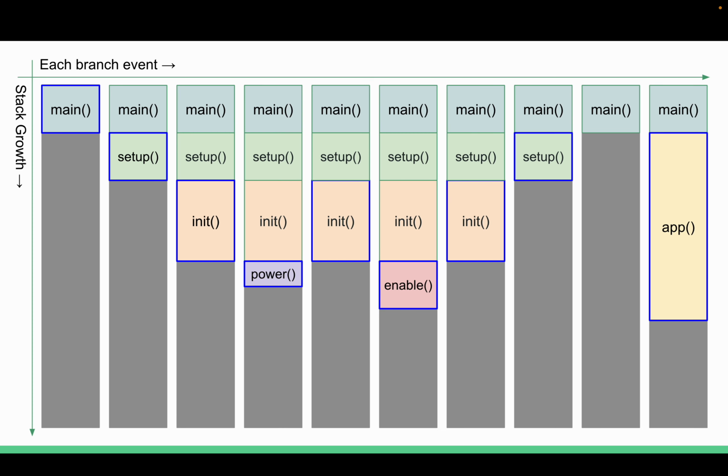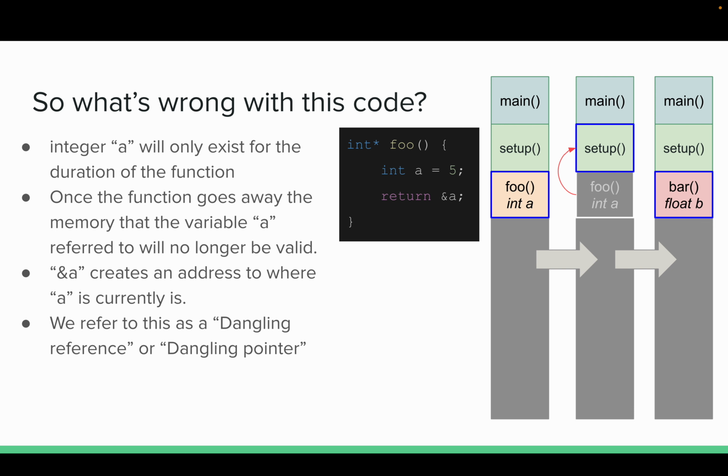Now, if you've just started programming, this might be one of those things where it's like, pointers, I've got to figure out how this thing works. But if you've been programming for a bit, you'll see immediately what the problem is. Integer a will only exist for the duration of this function. You create it inside this function, then it goes away. Once the function goes away, the memory that was referred to as a will no longer be valid.